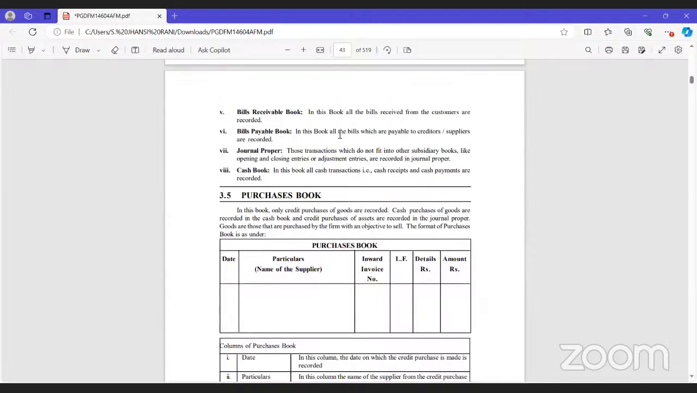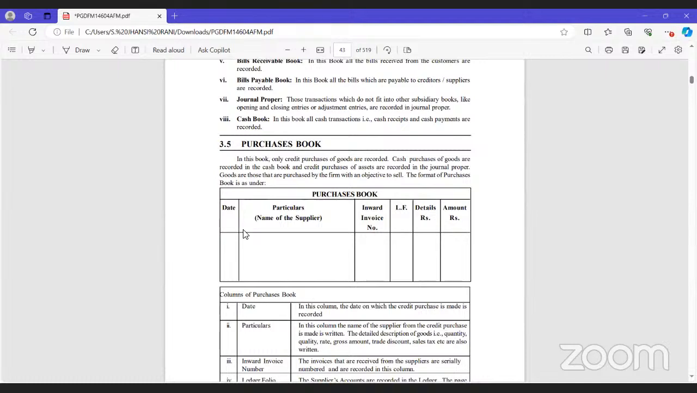Here you can look at the format and you may get it, ma'am. If we are writing all credit transactions in the purchase book, then where are we writing the cash transactions? We write cash transactions in the cash book. Here is the format: date, particulars, invoice number, LF number, details in rupees and amount in rupees.